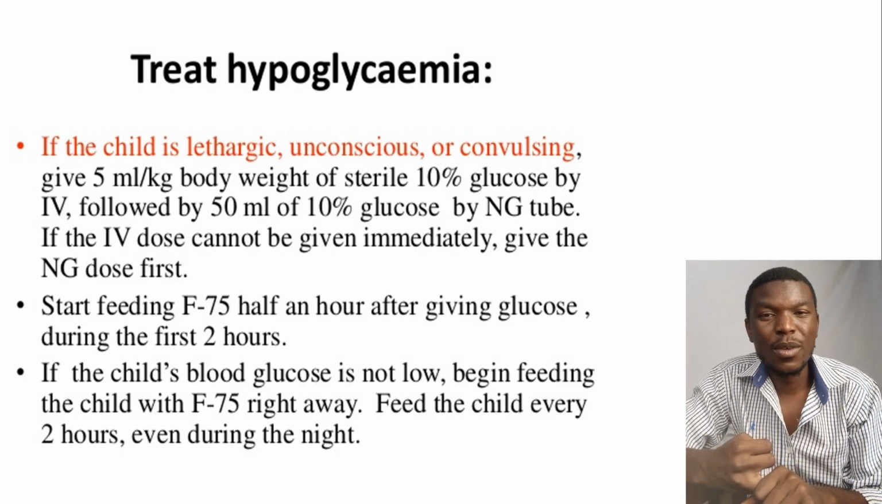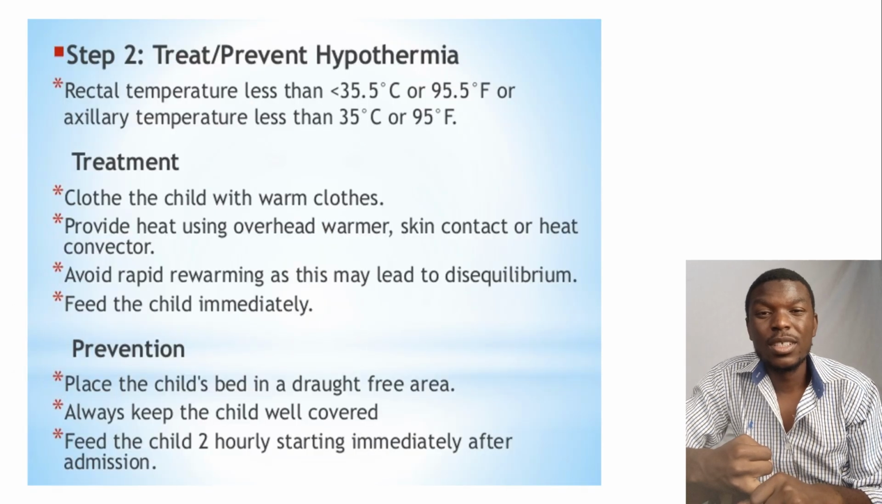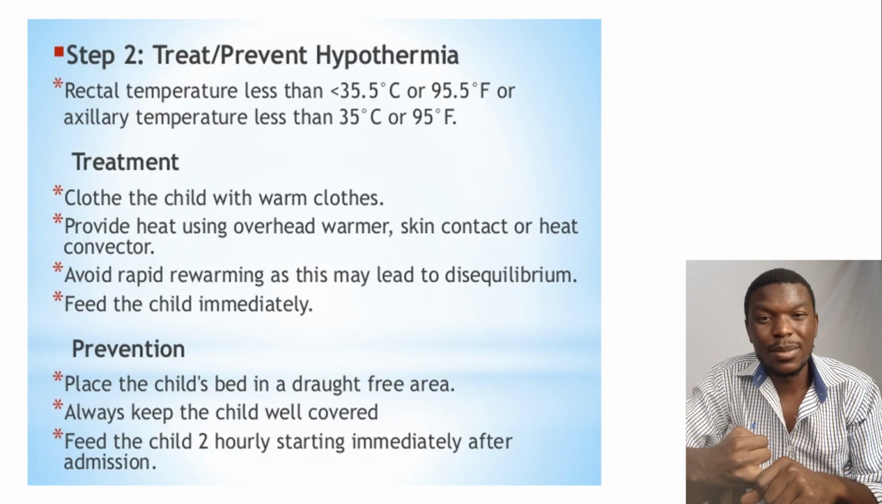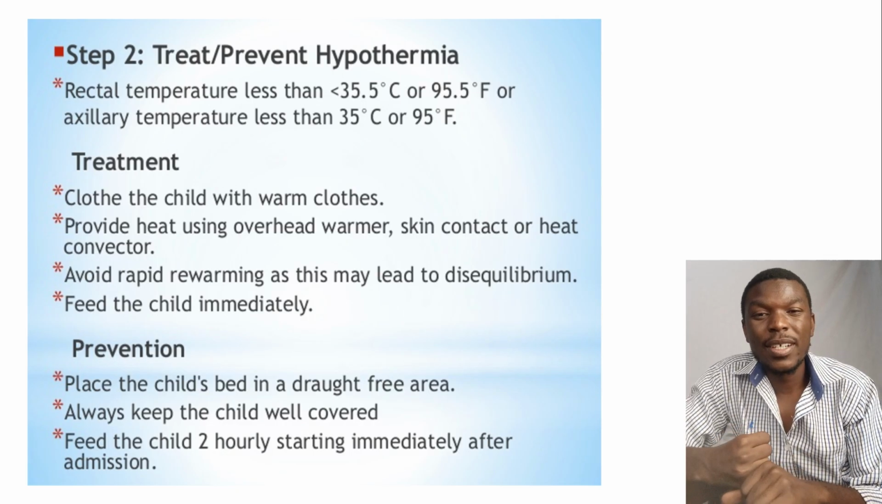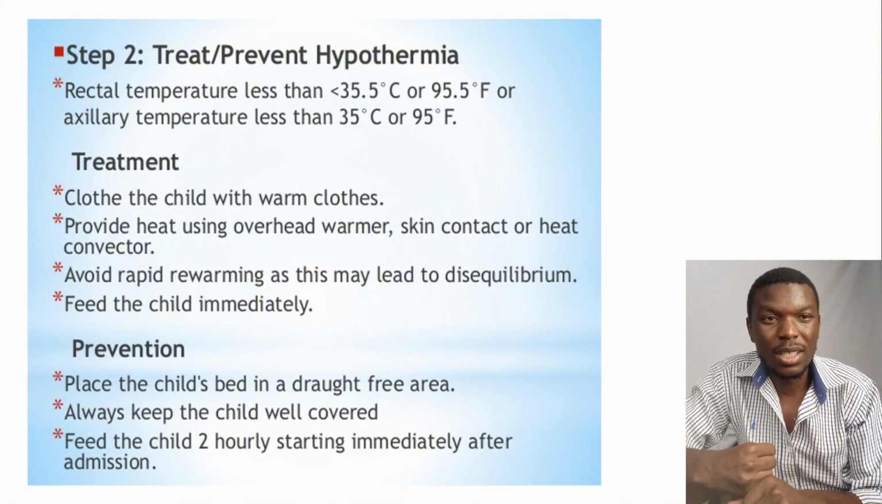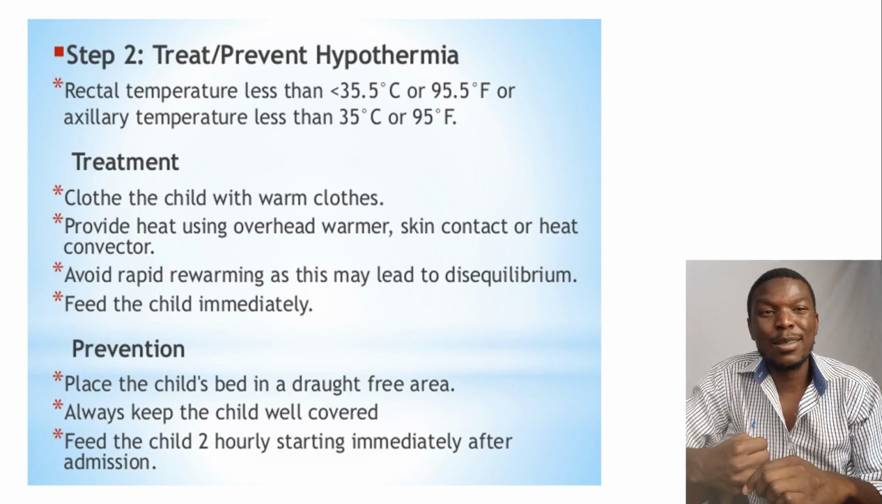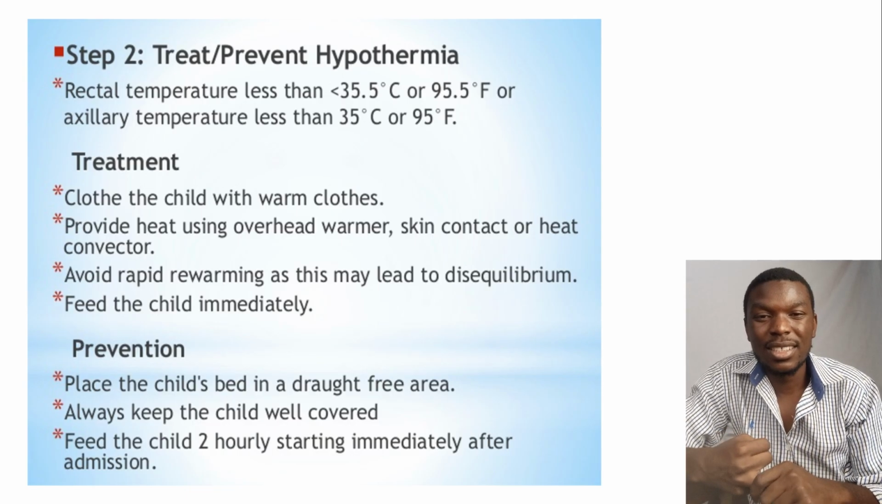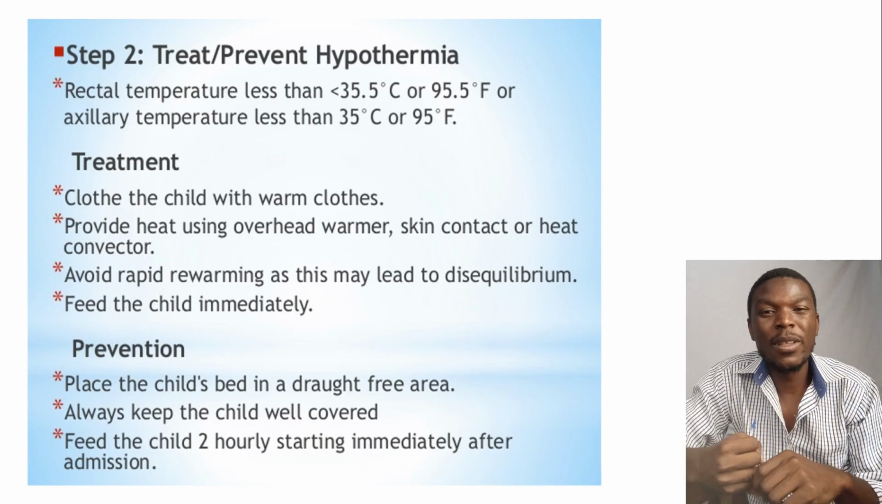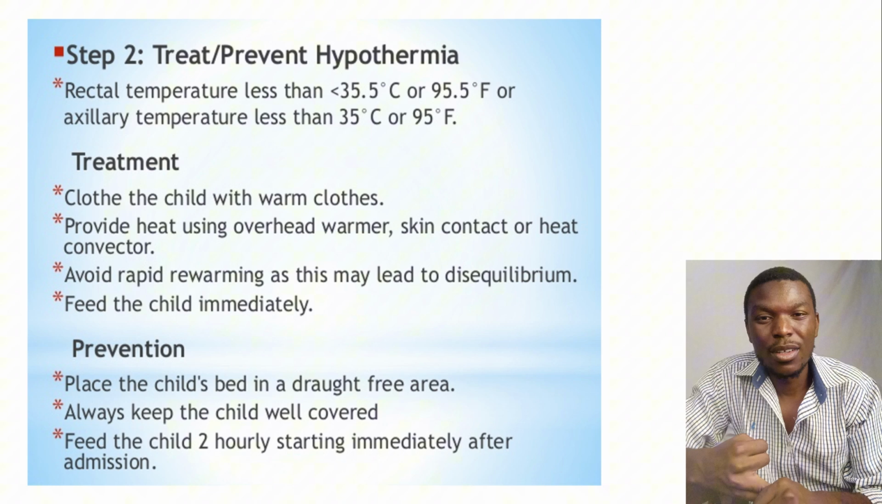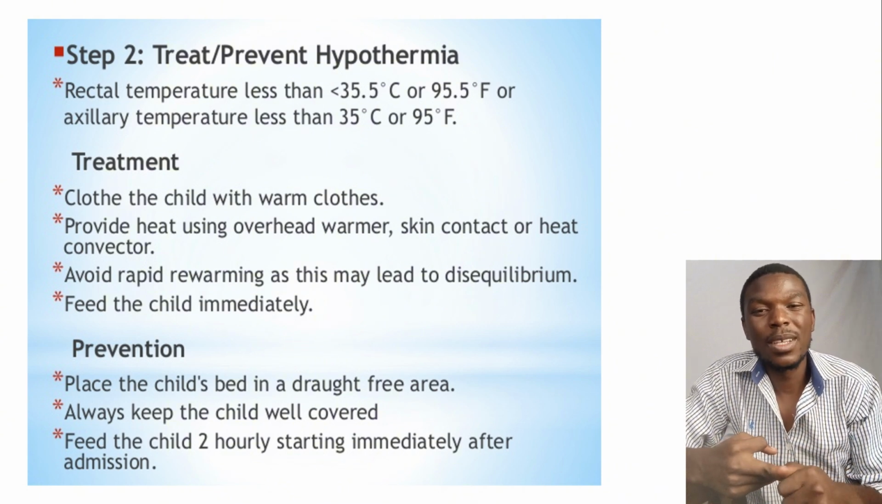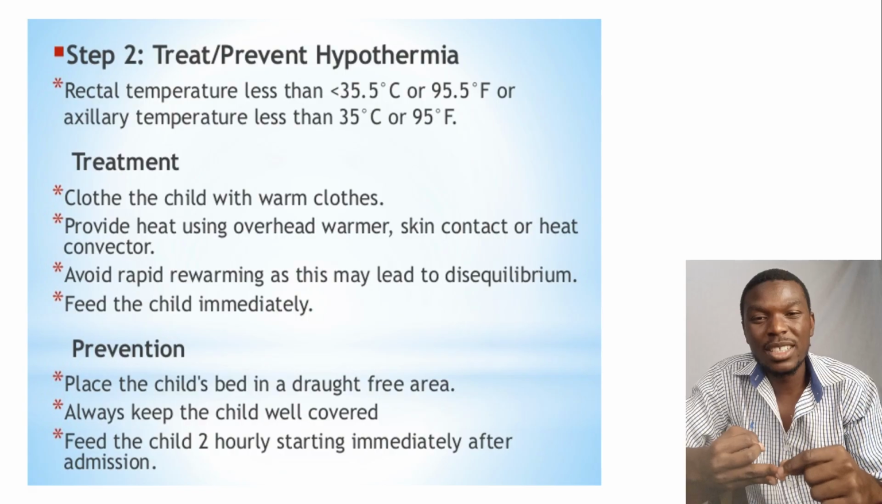The second step, we are treating the hypothermia. So this child is feeling cold, the body temperatures have dropped. So when you do the rectal body temperature, if it's less than 35.5, then we consider this child to be in hypothermia. But even in a case where the temperature is maybe 36, we just have to keep this child warm so that we prevent hypothermia.